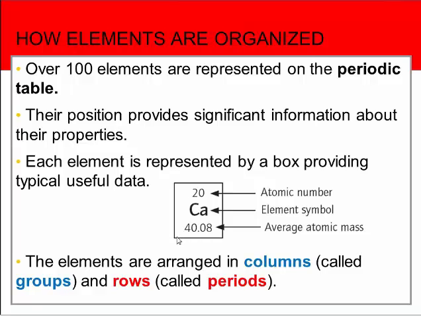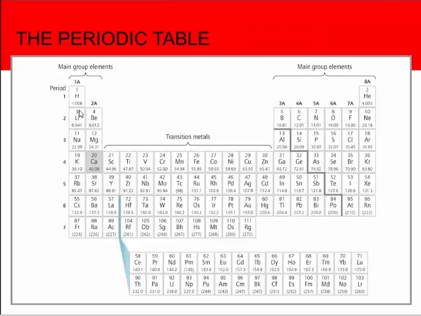The elements are arranged in columns, called groups, and rows, that are called periods. So here are columns, or groups, and here are rows, or periods. So periods 1 through 7, we call them group 1A, group 2A, 3A, 4A, to 8A. The transition metals have a slightly different way of naming the groups. We aren't going to get into that in our class, but we can see here over 100 elements arranged in a very specific order, and that allows chemists to find them and identify information about each element very easily.